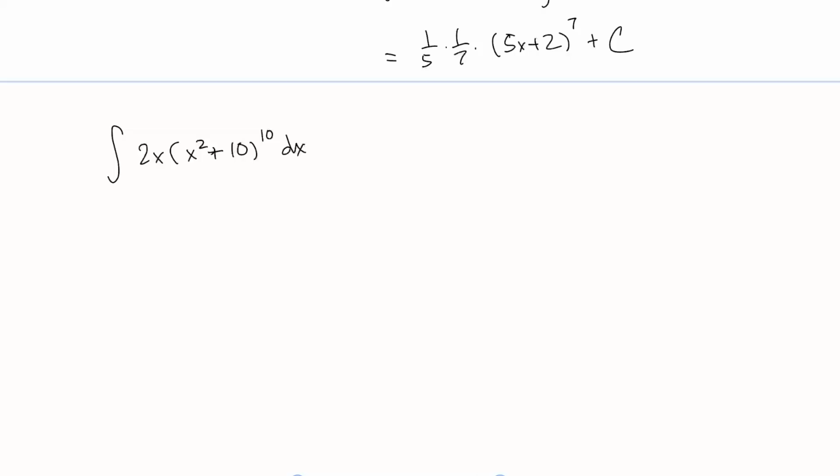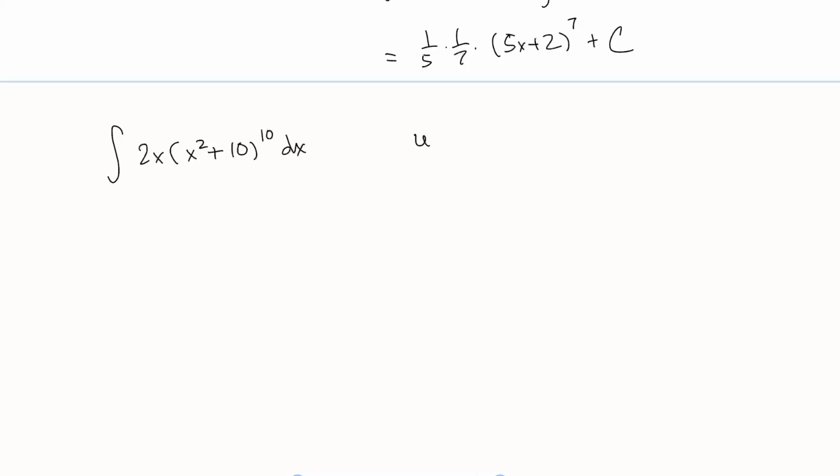How about this? The integral of 2x times (x squared + 10) to the 10. Oh, yes. Oops. All right. We are going to do the u substitution also, surprising no one.